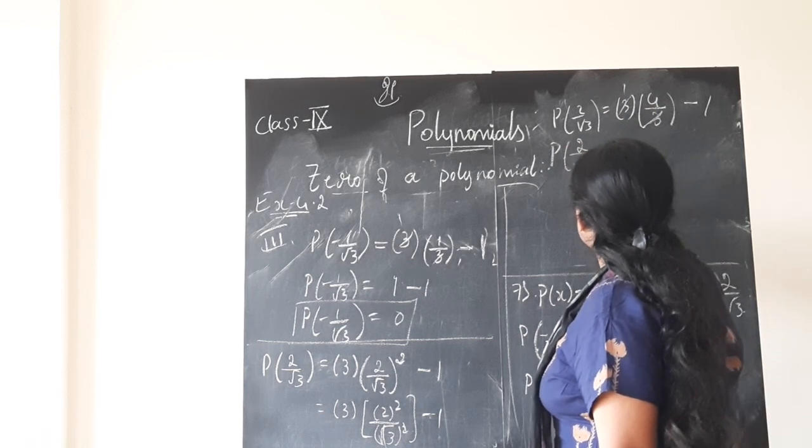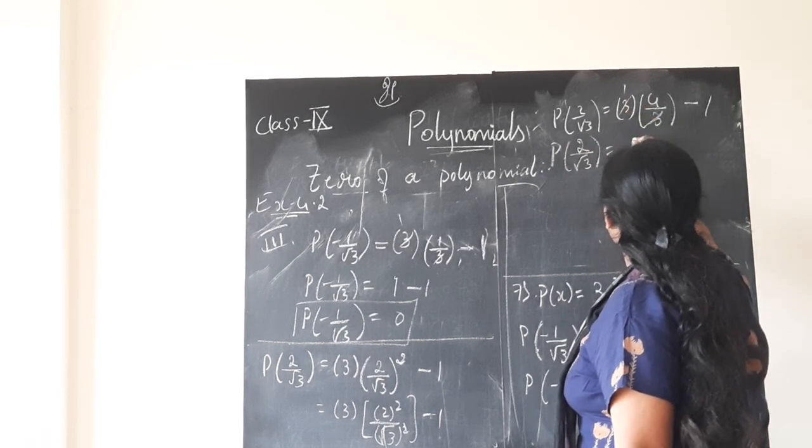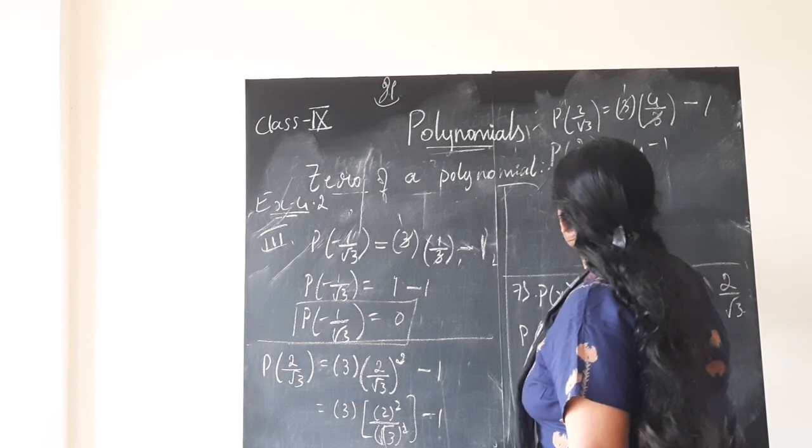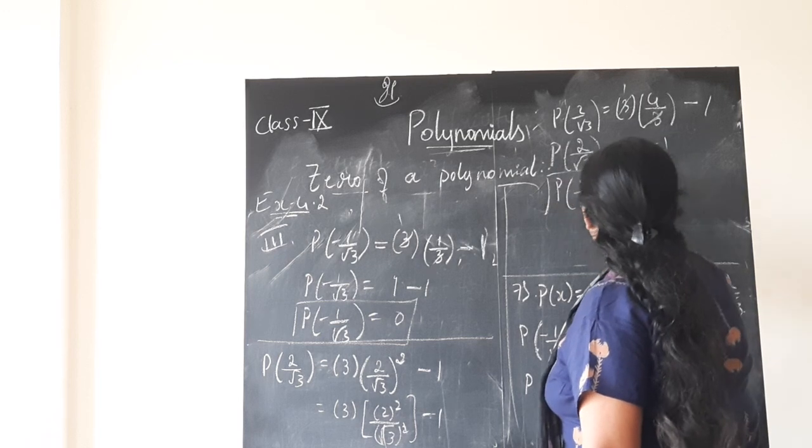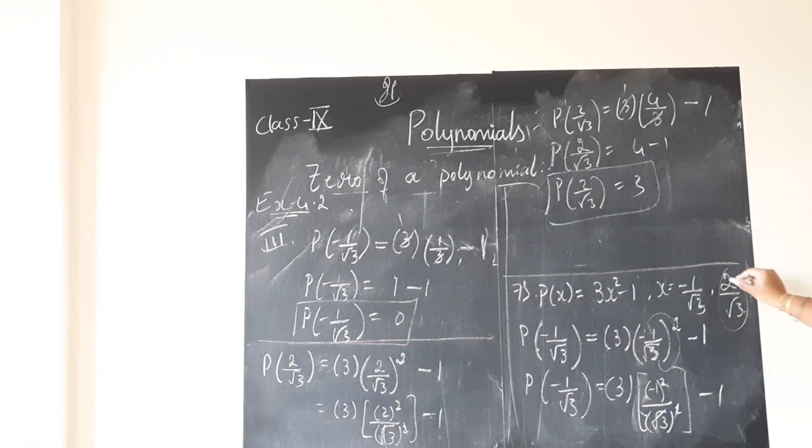3 ones are 3, 3 ones are 3. P of 2 by square root 3 is 1 into 4, I am left with 4. 4 minus 1 is 3. Since P of 2 by square root 3 is equal to 3, x is equal to 2 by root 3 is not a zero of the polynomial.